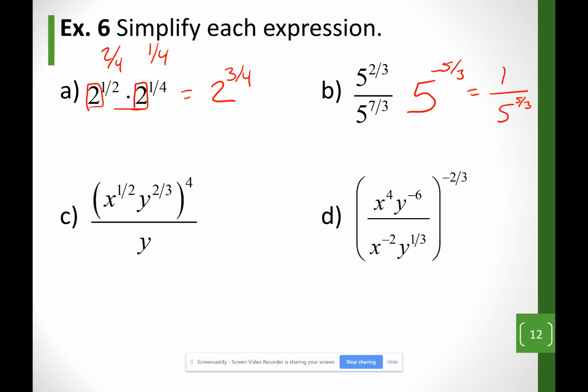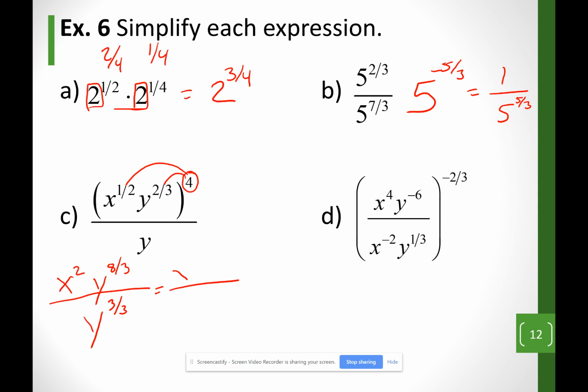Now, when we have parentheses, get rid of parentheses by multiplying the exponent on the outside to the exponents on the inside. So here I have 4 times 1/2. That gives me x to the second. Now on the y, 2/3 times 4, that gives me 8 over 3 over y. Now the y at the bottom is y to the 1, but since I'm going to subtract my exponents on the y's, I'm going to write this as 3 over 3, just so I have the common denominator.